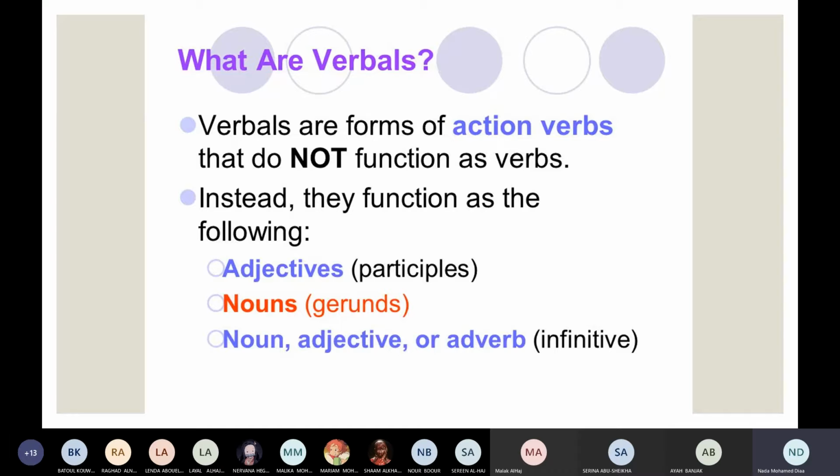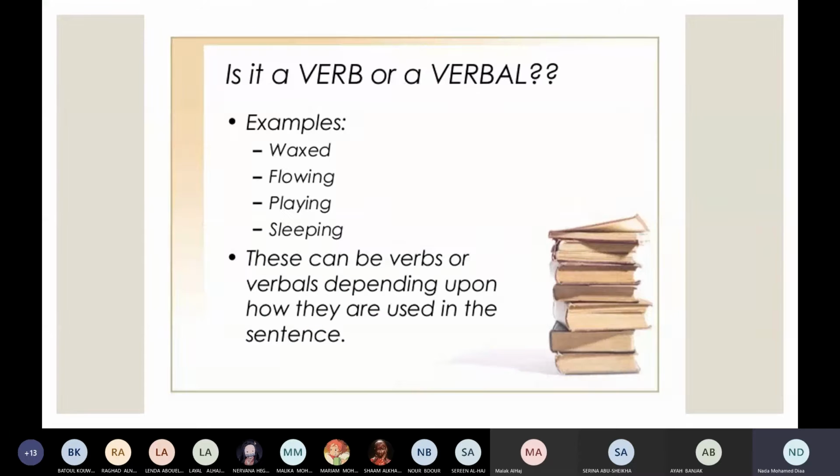So the first kind of the verbals is the adjectives. First kind of the verbals is what? Adjectives. When can I use a verbal as an adjective? It's called participles. So the first kind of verbals is the participles.